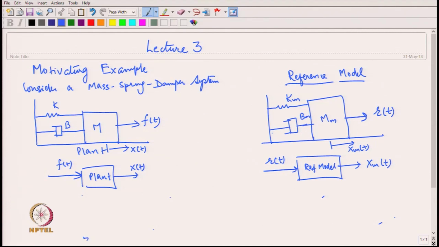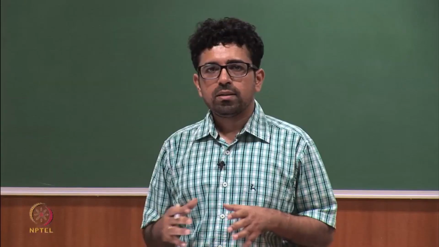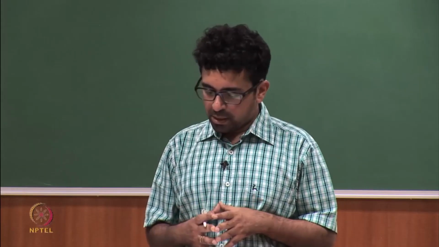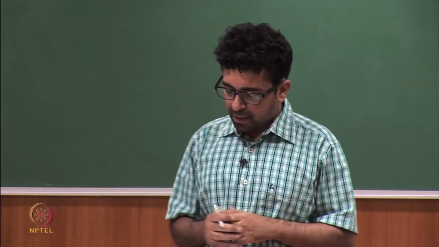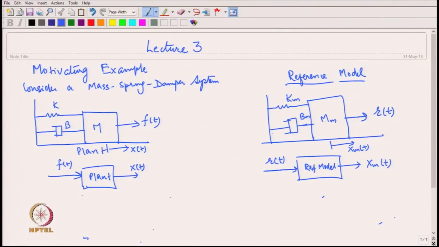Since I am not happy with the way this plant behaves, I want this plant somehow to imitate the behavior of this reference model. So, how do we go about making sure that the plant follows the reference model? The objective is for the plant to follow the reference model.